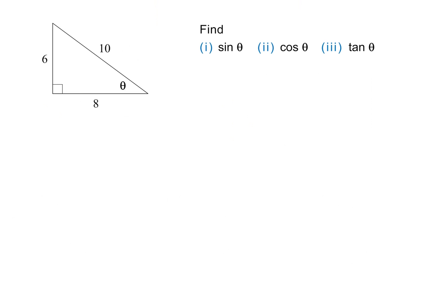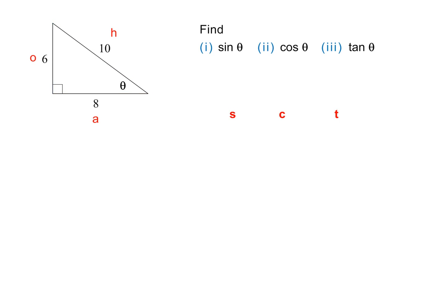Here is the first example. We are given a triangle and are asked to find sine theta, cos theta, and tan theta. Step 1 is to identify the sides of the triangle. The hypotenuse is easy, because it is the side that lies opposite the right angle. The side next to theta is the adjacent side, and the side opposite theta is the opposite side.